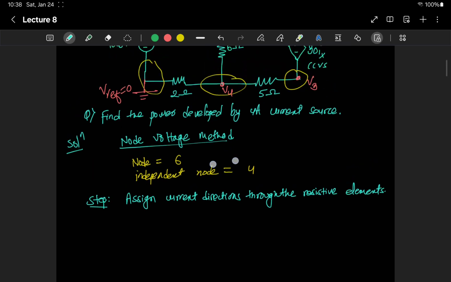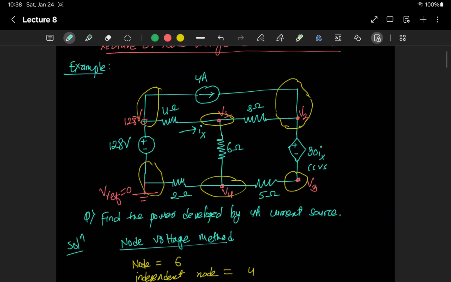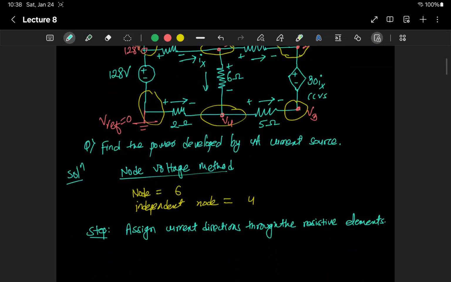So here, let's assign the current directions. Ix is already given by the question, so let's say this is positive, negative. Here I'll assign this direction for this current, positive, negative, and this direction for this part of the circuit, positive, negative. You can assign any direction, it doesn't matter, because ultimately the values will come out negative if you assign the opposite direction. So it doesn't matter at all for the node voltage method.